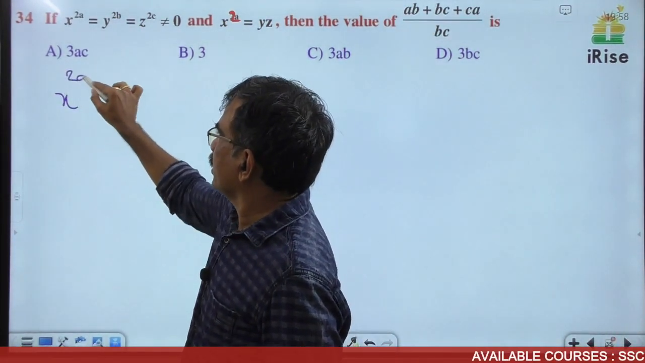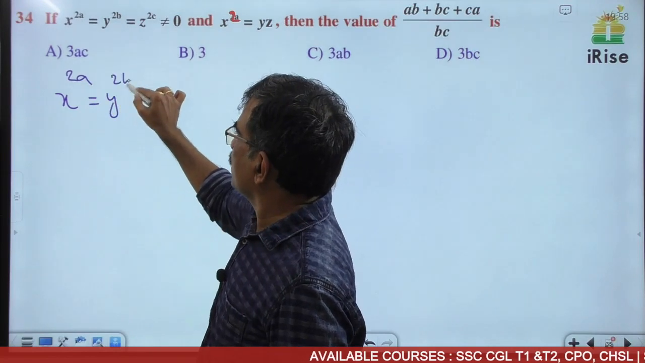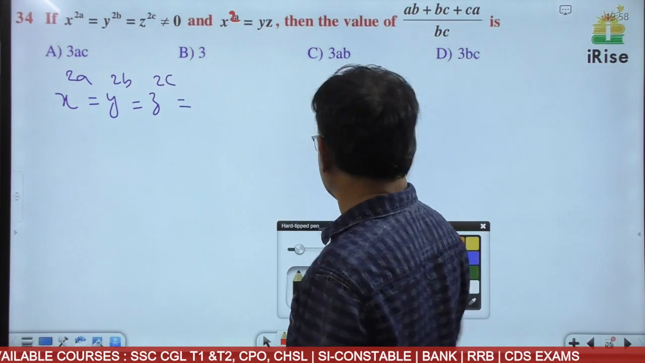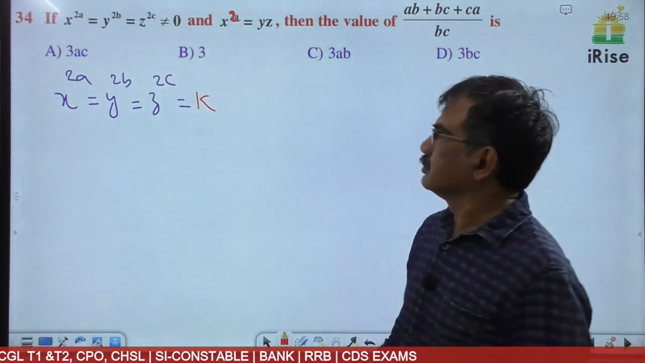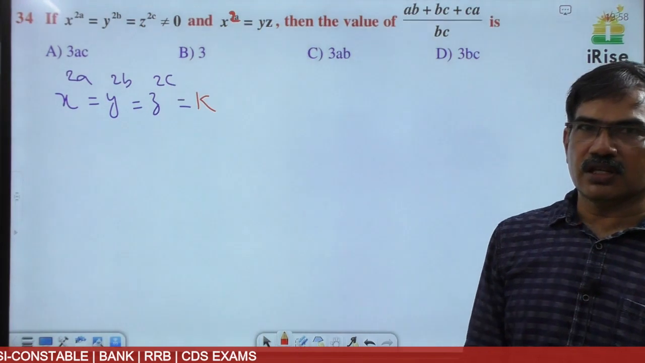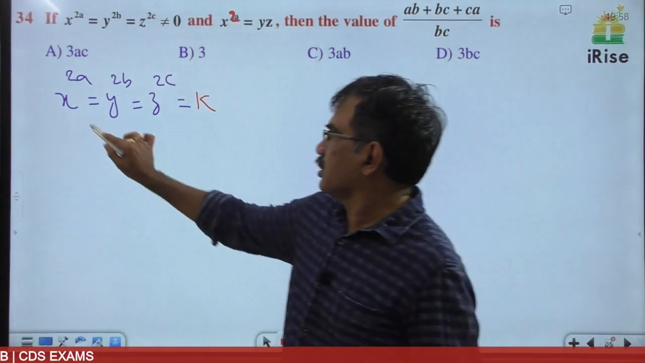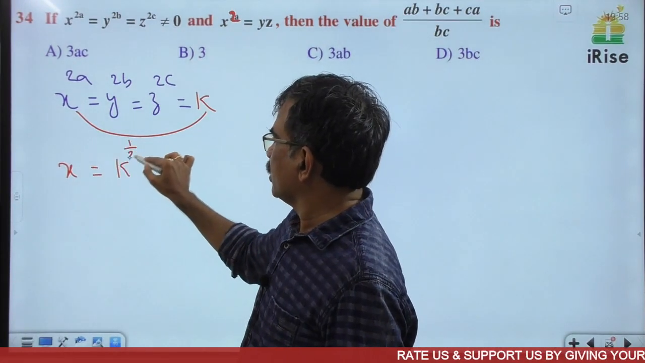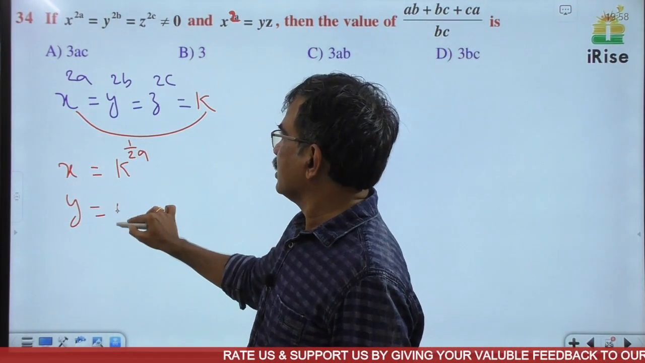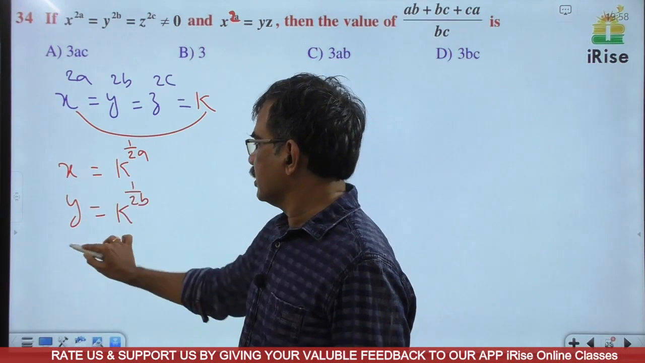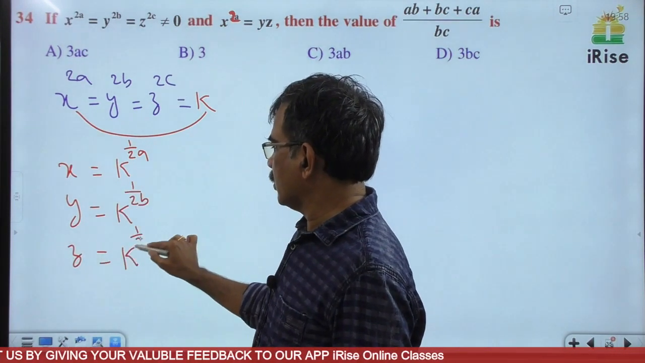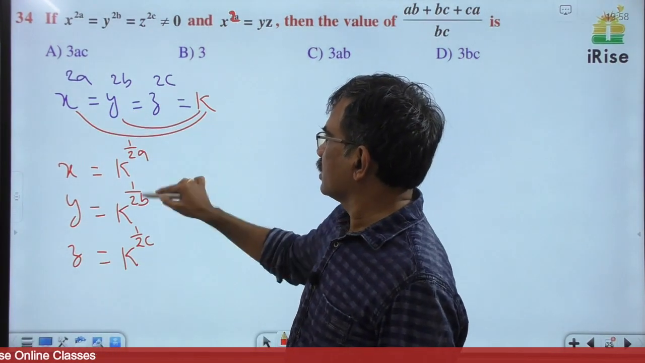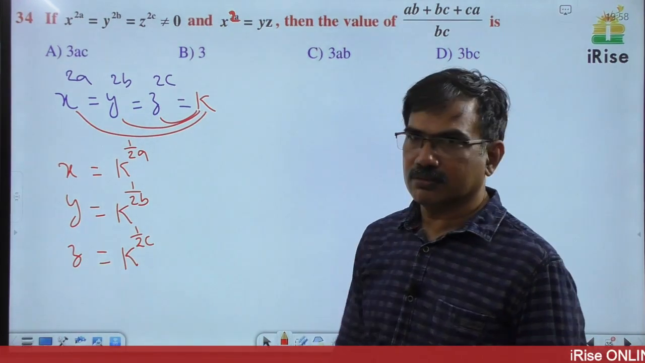x power 2a is equal to y power 2b is equal to z power 2c is equal to, I want to consider this as k. Previously we have solved this model of problem. If we equate these two, x is equal to k power 1 by 2a. Similarly, y is equal to k power 1 by 2b. z is equal to k power 1 by 2c. If we equate these two, we get this one. If you equate these two, we get the second one. If you equate these two, we get the third one.